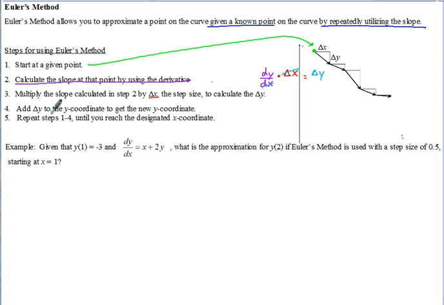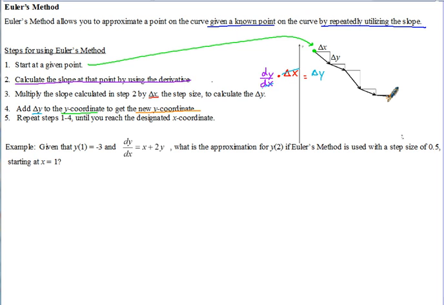Then we're going to add the delta y, the change in y, to the existing y coordinate to get the new y coordinate. And then you keep repeating steps 1 through 4 until you reach the designated x point. So you end up at the x value where you're trying to approximate the function.